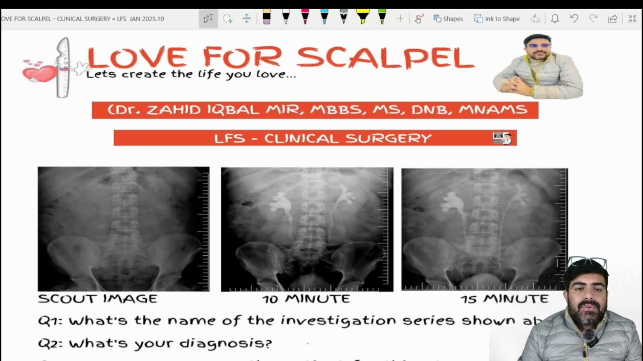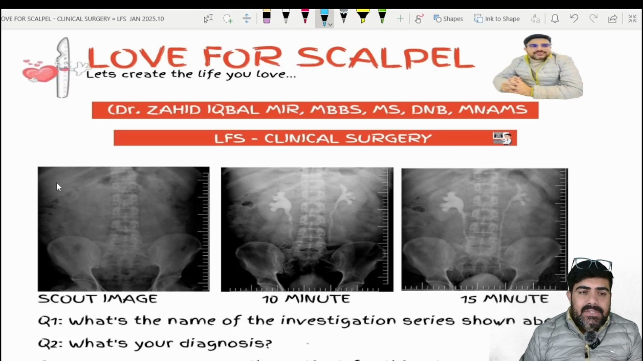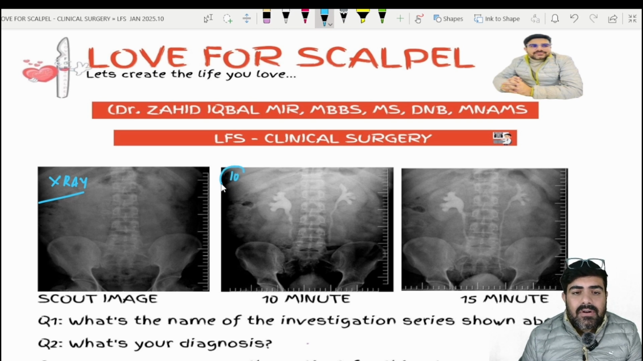Hello everyone. So today in the Clinical Surgery series, we'll be discussing these three radiographs from an IVP series. First is the X-ray KUB. This is the scout image, and we are not able to see any calculi or any calcification or any other abnormality in this. It looks like the patient is well prepared, with very little intra-bowel gas. The second image is 10 minutes after IV contrast, and the third image is 15 minutes after IV contrast.